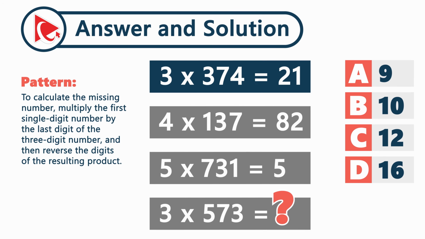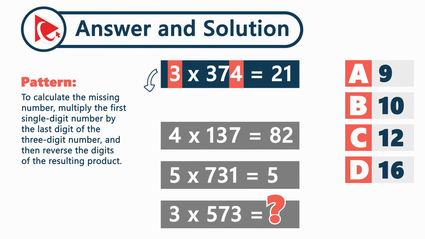The first expression is 3 multiplied by 374 equals 21. To do the actual calculations, we need to take number 3 and then the last digit of the number 374, which is 4. Then you need to multiply 3 by 4 and the result would be 12. And then in the last step, we just need to reverse the digits of the 12. And 12 reversed is 21.